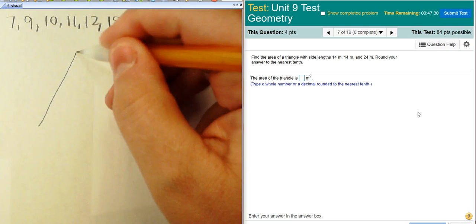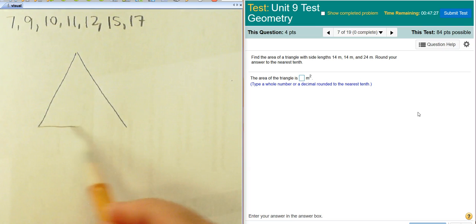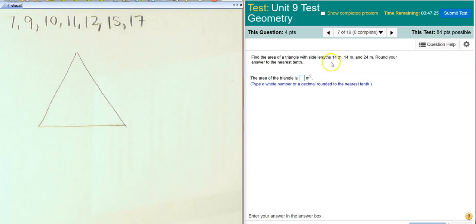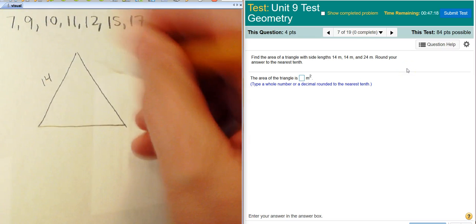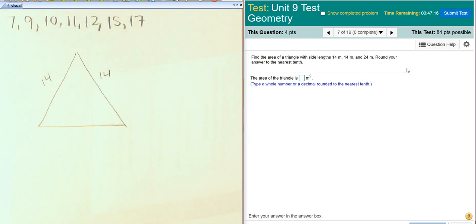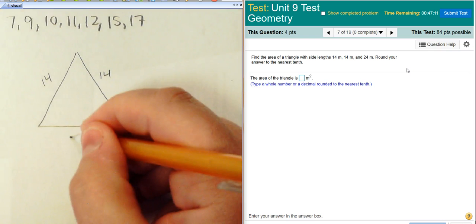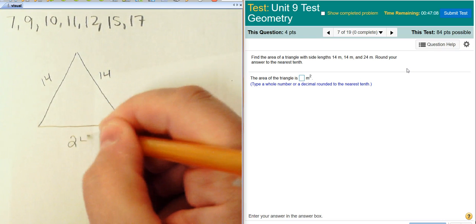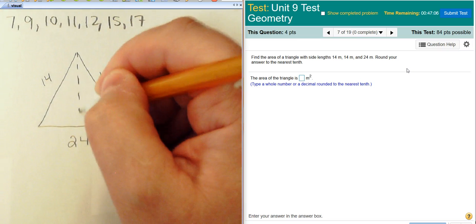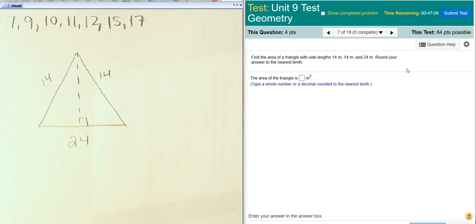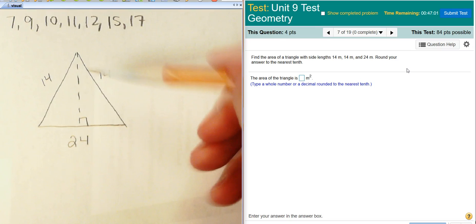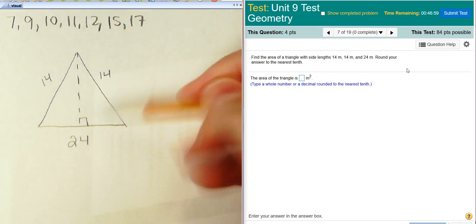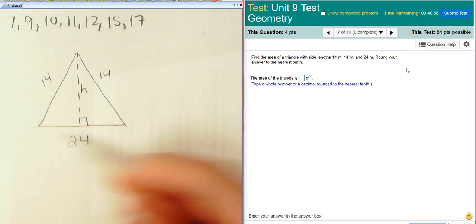Everybody's numbers, of course, will be different when you do this question, but let me draw your attention here. It says, find the area of the triangle, side lengths 14, 14, and 24. This is not to scale or anything like that, but if two of the sides are the same, automatically we're going to have an isosceles triangle here. So I'm going to put those two sides like that, and the other side is 24. When you have an isosceles triangle, remember that the height from the vertex to the opposite side at a 90-degree angle is going to split this into two equal pieces.